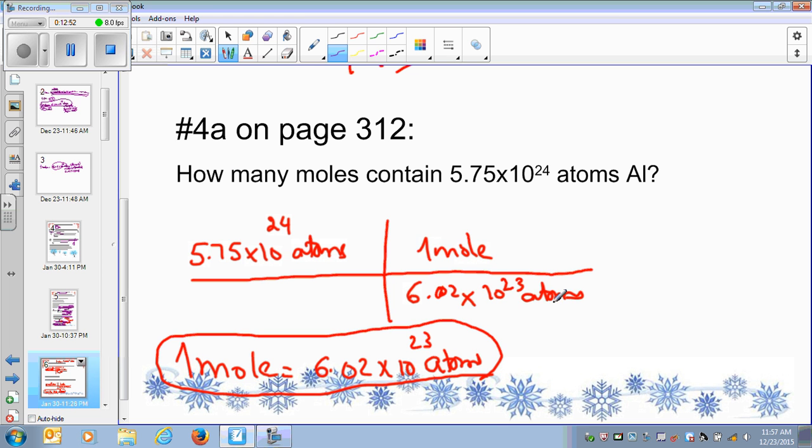So atoms get cancelled. 24 minus 23. This is 23 right here. When you are dividing, the exponents get subtracted. Okay, so 24 minus 23 is 10 to the power 1. And then you divide the two numbers. You have 3 significant digits here, 3 here. So the answer should be 3 significant digits, and your answer will be in moles. So the unit here will be moles.